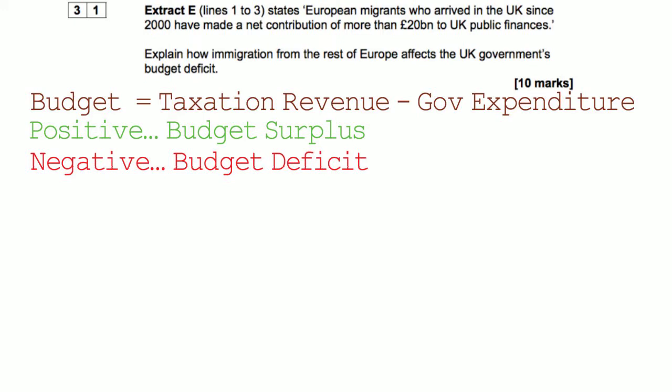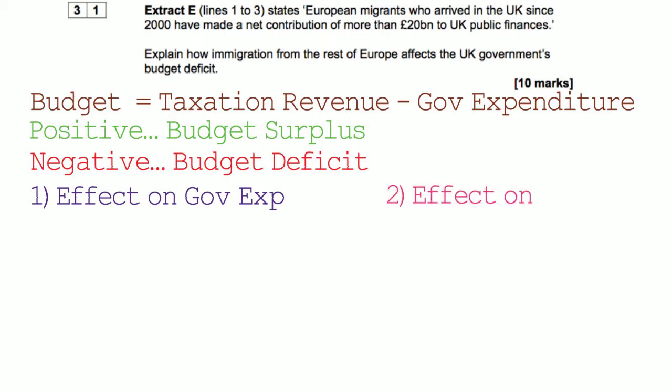The question asks us to explain how immigration from the rest of Europe affects the UK government's budget deficit. We can answer this question down two different avenues. One avenue can be the effects that immigration has on the government's expenditure, and the other avenue is to see what the effect of immigration is on the government's taxation revenues. So the effects that immigration has on the budget deficit depends on the effects that immigration has on both taxation revenues and government expenditure. So let's first look at government expenditure.